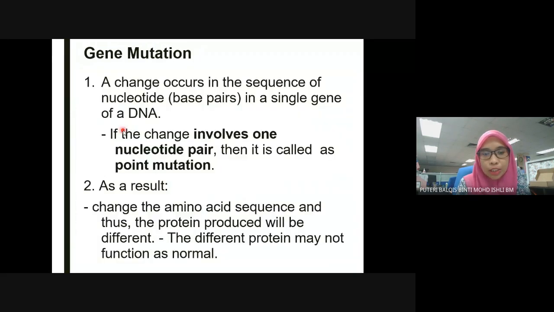Okay, explain gene mutation. A change occurs in the sequence of nucleotide base pairs in a single gene of DNA. Okay, sequence of nucleotide. Dekat DNA kita tu ada nucleotide kan. So, perubahannya akan berlaku dekat situ. If the change involves one nucleotide pair, it is called a point mutation.